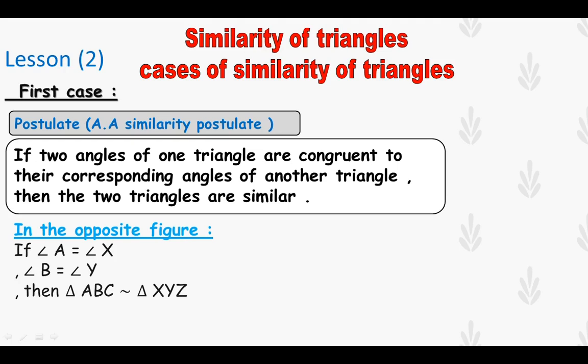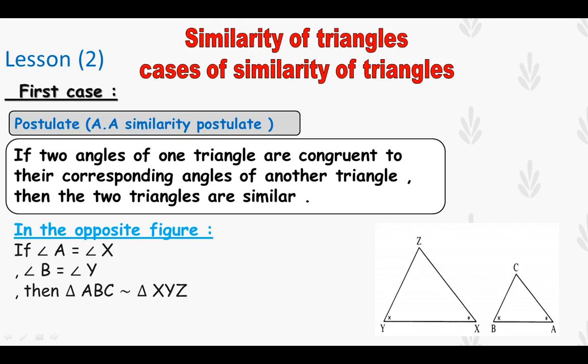So the first case of similarity is if two angles of one triangle are congruent to, we mean by congruent that they are equal in measure to each other, their corresponding angles of another triangle, then the two triangles are similar. Okay? Here we have two triangles, ABC and XYZ. If measure of angle A equals measure of angle X and the measure of angle B equals measure of angle Y, so of course measure of angle C will be equal to measure of angle Z. So the two triangles are similar.